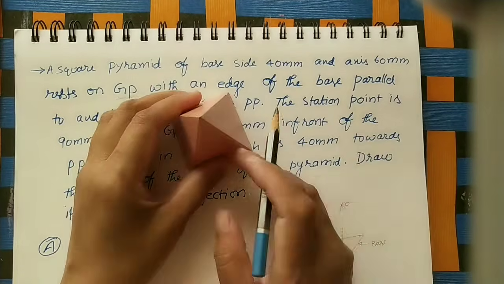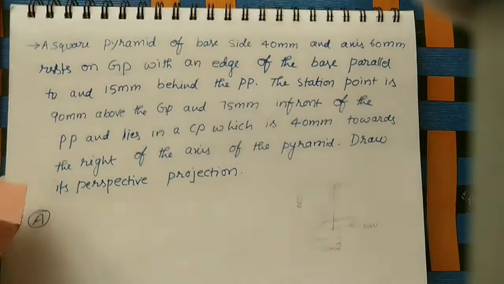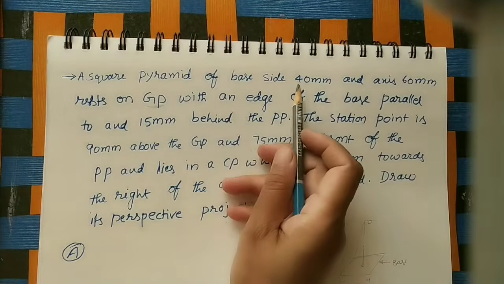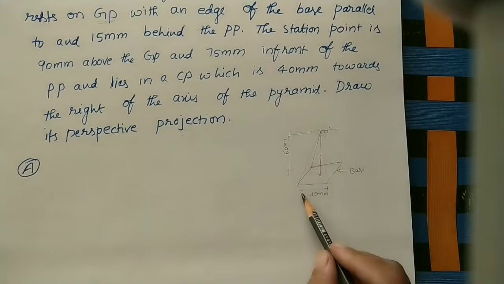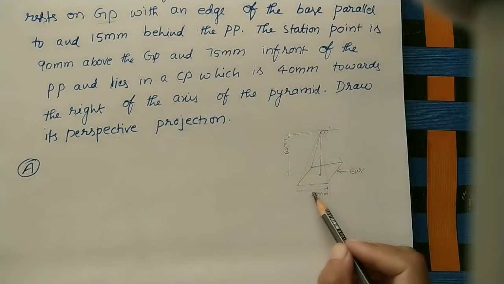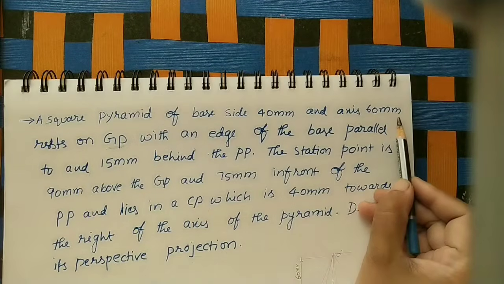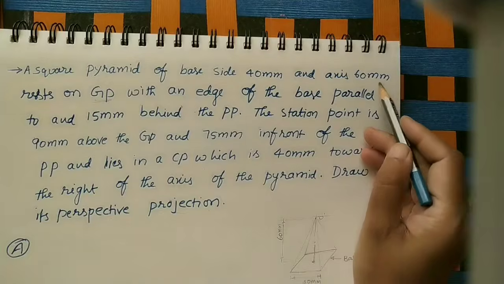The position of the square pyramid has been given in this question. Let us take it initially. Here also I did the square pyramid roughly. A square pyramid of base side 40 mm. Each side of the square is 4 cm. This is the base. And axis 60 mm, that is, the height of the pyramid is 6 centimeters.